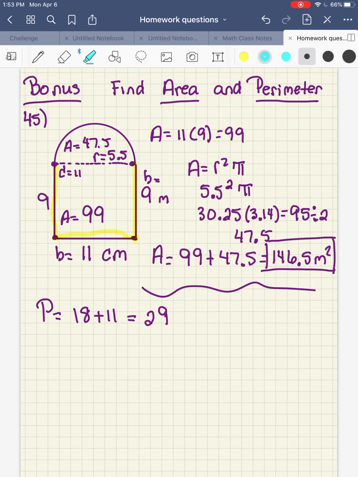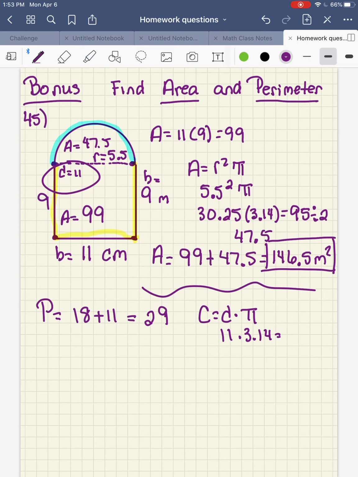But we need the half circle, right? The outside part of a circle is the circumference. That is the diameter times pi, right? I wrote our diameter over there. It's 11. 11 times 3.14 is 34.54. Now that's for the full circle, so again we're going to take that and divide it by 2. And that is 17.27.